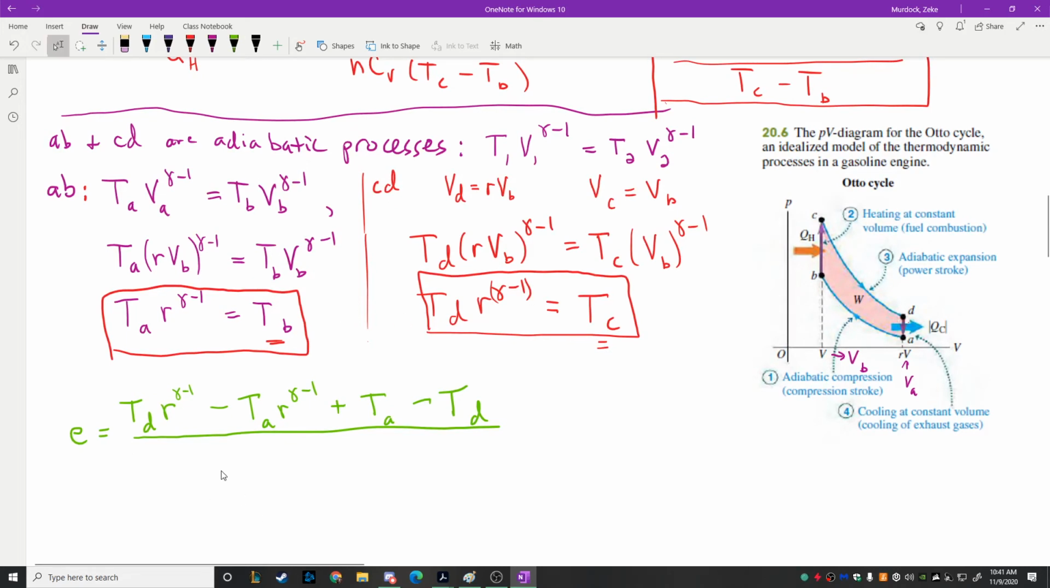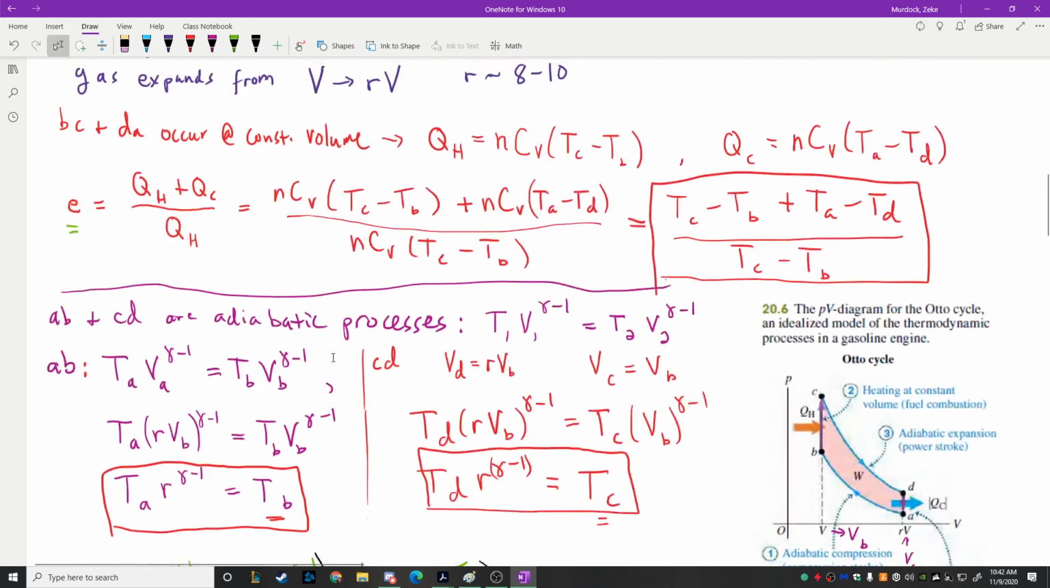The denominator was TC minus TB, so we need to replace both of these. TC is TD times R to the gamma minus 1, minus TB. So TB is this one, TA R to the gamma minus 1. I think this worked out well, because every term has TA, well, not every term, but like this term and this term. Make sure I did it right.